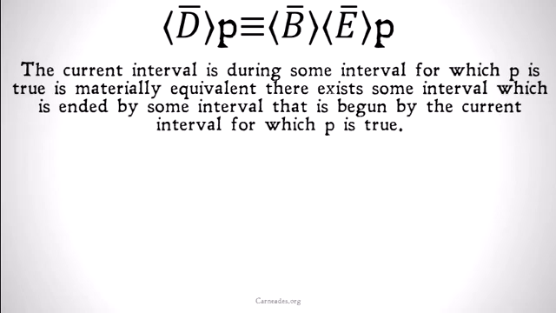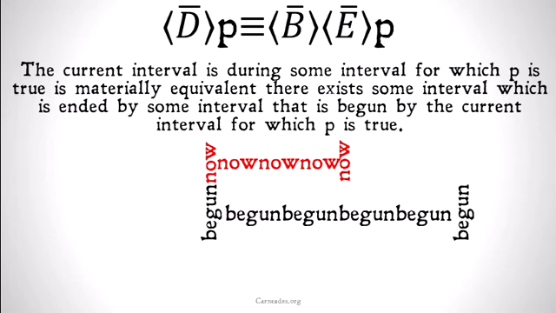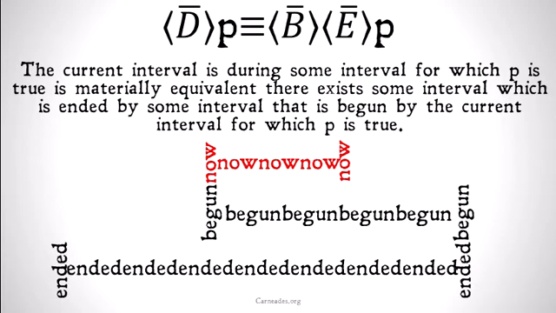And this is just going to be the opposite. The current interval is during some interval for which P is true is materially equivalent to there exists some interval which is ended by some interval that is begun by the current interval for which P is true. So we have our current interval. We have an interval that is begun by the current interval, and an interval that is ended by the interval that's begun by the current interval. And for that last interval that's ended by, it is the case that P is true.